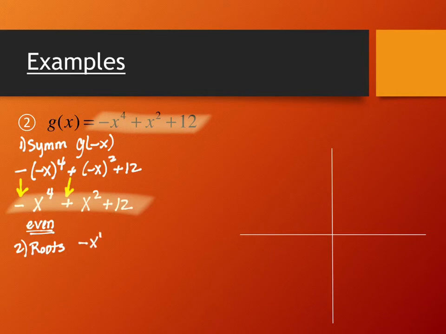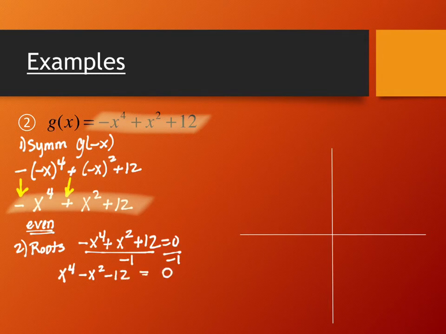Notice that it starts out with a negative x to the fourth. It's never friendly to graph or to solve something that has a negative in it at the beginning. So my first recommendation is that let's divide everything by negative 1. That gives me x to the fourth minus x squared minus 12. So while I have more negatives involved, I don't have a negative at the beginning.